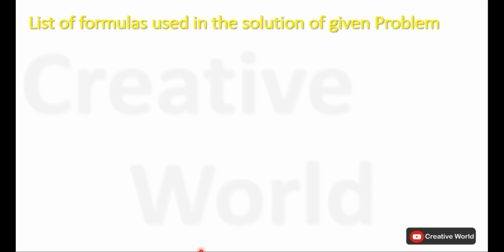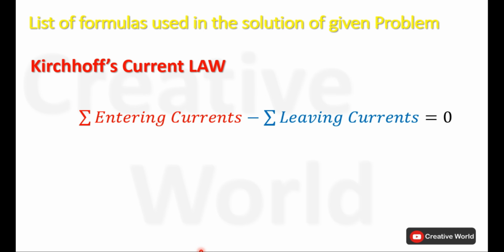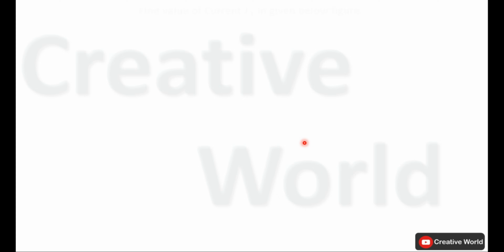While solving this problem, we will be using Kirchhoff's current law. According to this law, the cumulative current on a node inside an electrical network is always equal to 0. The sum of all entering currents on a node minus the sum of all leaving currents from that node will be equal to 0. Now let's move towards the problem.